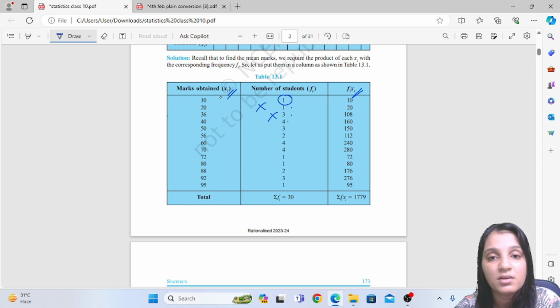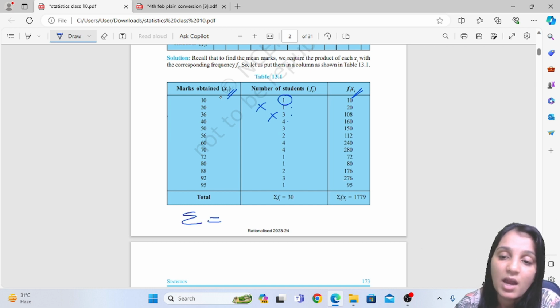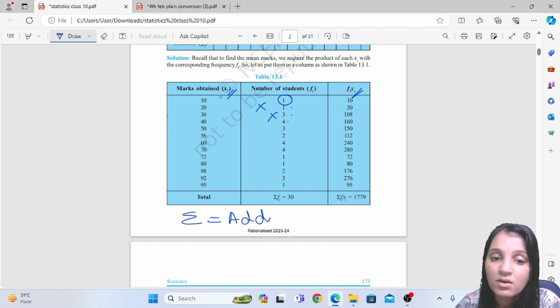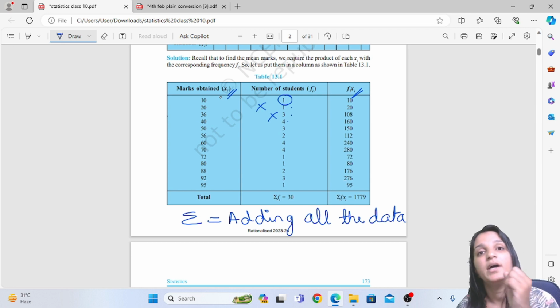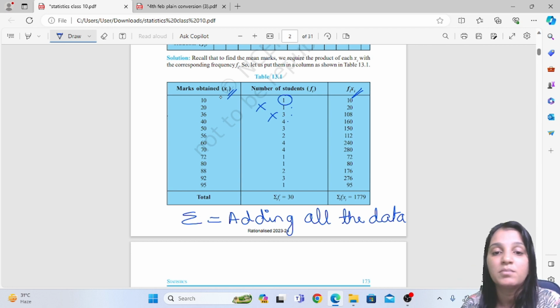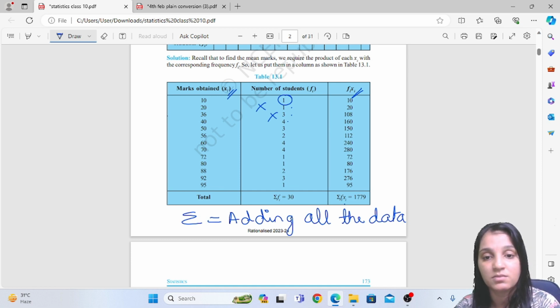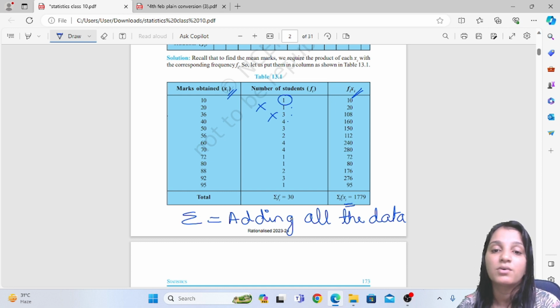And then the summation. Now what is summation? Adding all the data is called summation, and the summation sign here represents that we have taken all the sums, we have added all this data. So we got 1779.